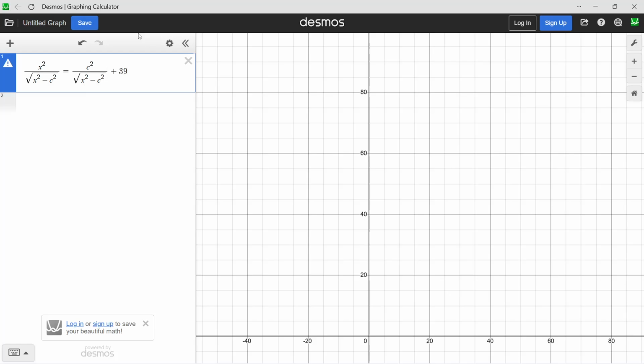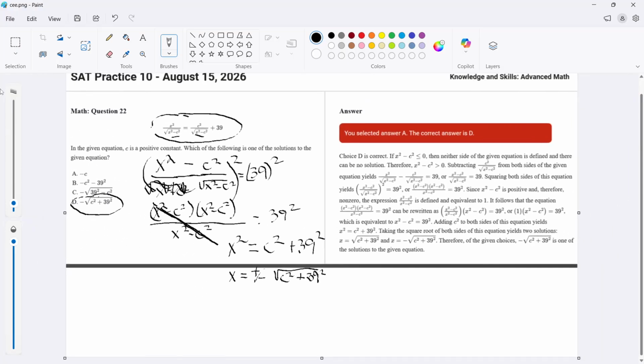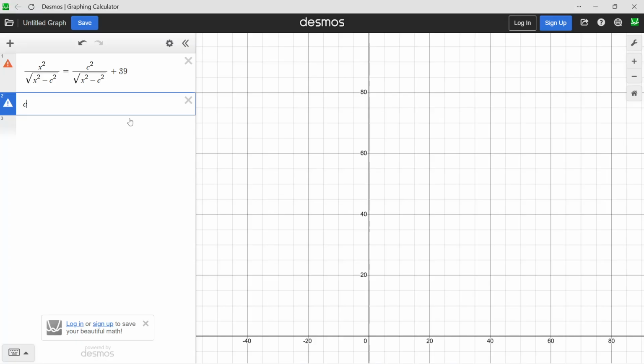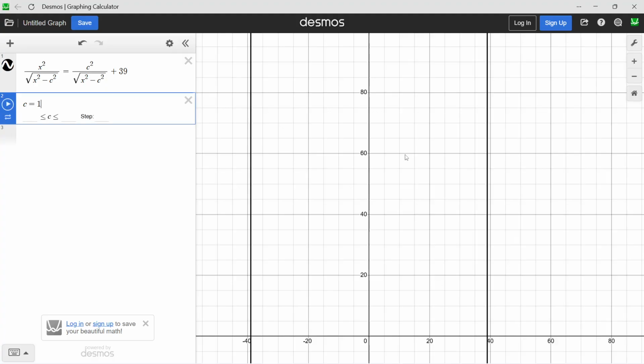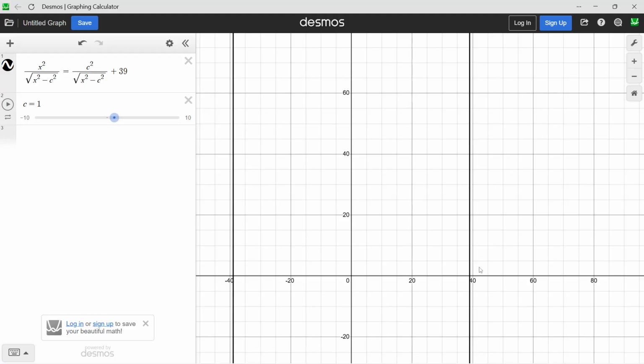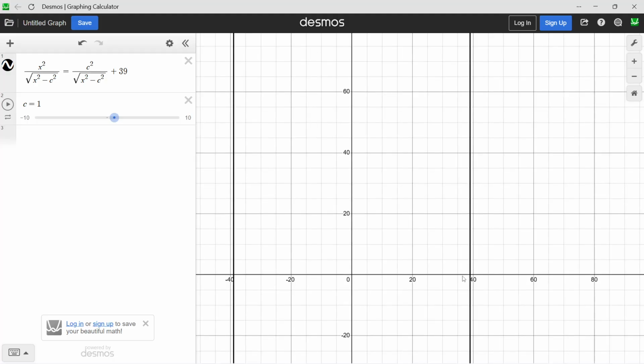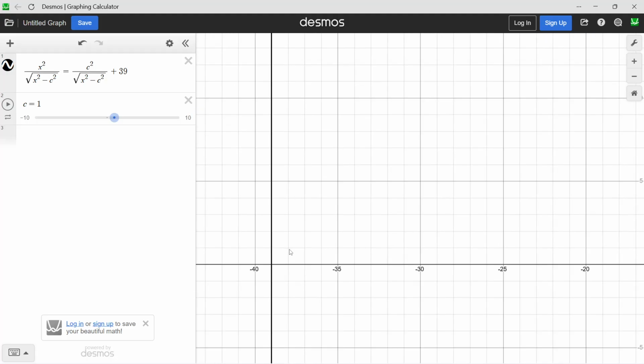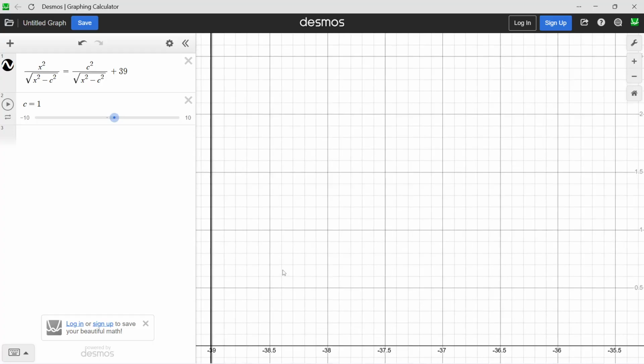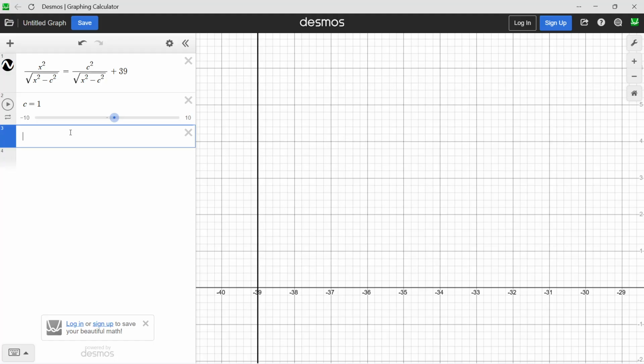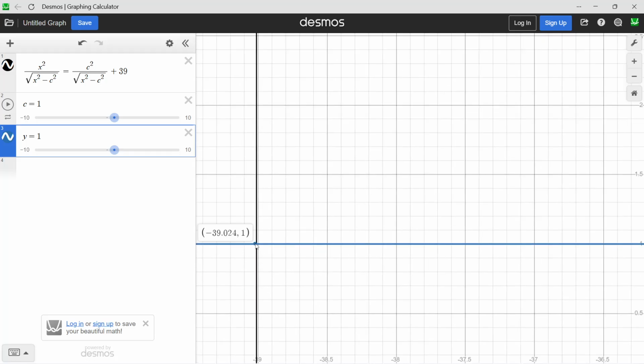plus 39. And then I need a slider for c. In the given equation, c is a positive constant, so it has to be a positive constant. I'll make it 1. And see, it gives me 2 solutions. But look, I cannot click on them. I can't see exactly what it is, and it's not exactly at negative 39. Even if I try this trick and put in a value for y, and then click on that and see if it'll go where they cross, it doesn't, and I can't get exactly where they cross.